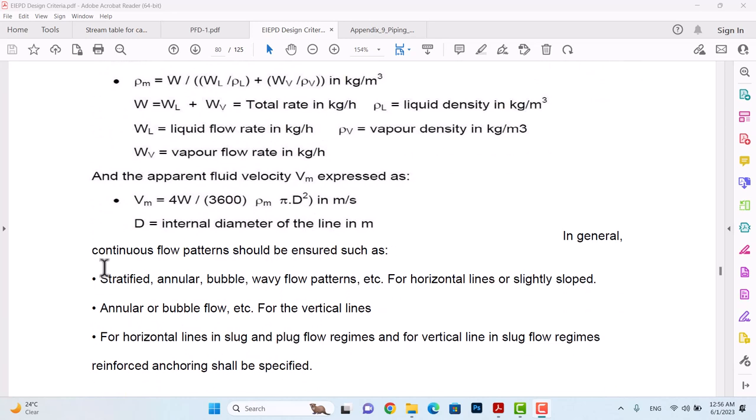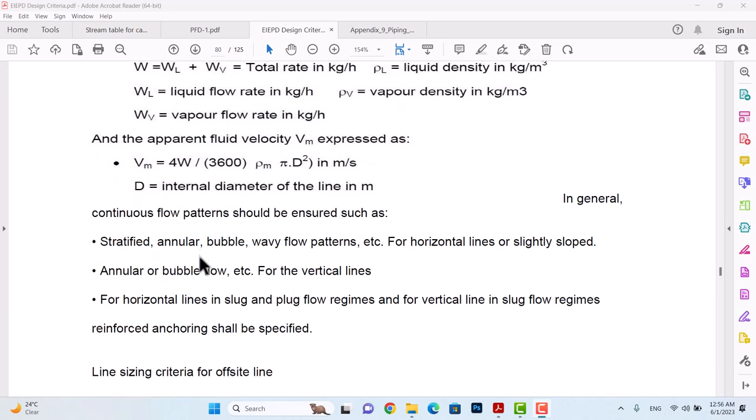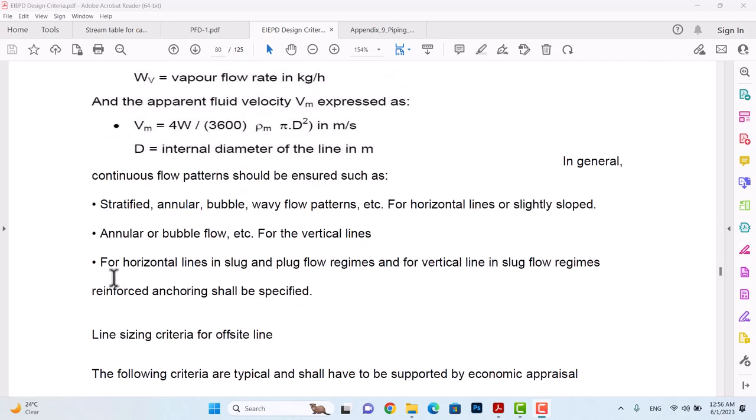In general, continuous flow patterns should be ensured, such as stratified, annular, bubble, and wavy flow patterns for horizontal or slightly sloped lines, and annular or bubble flow for vertical lines. In horizontal lines in slug or plug flow regimes, and for vertical lines in slug flow regimes, reinforced anchoring shall be specified.